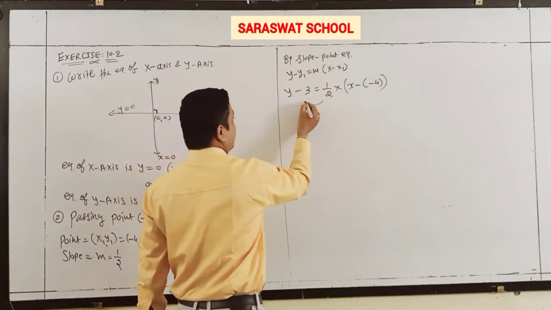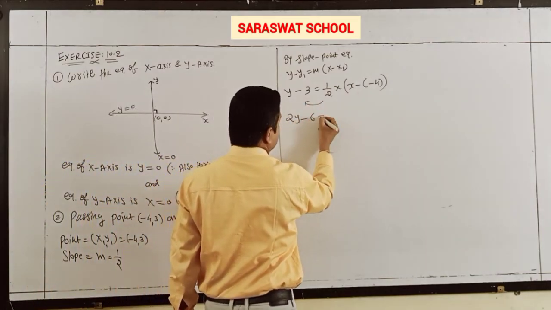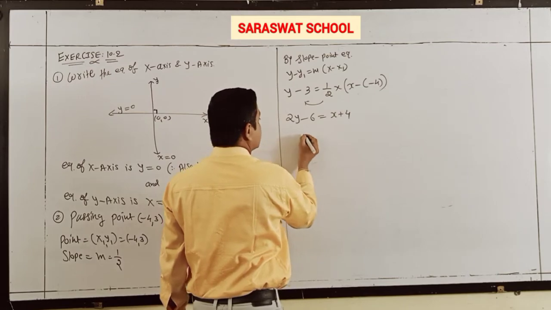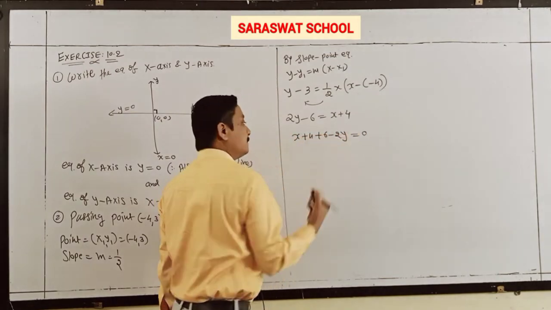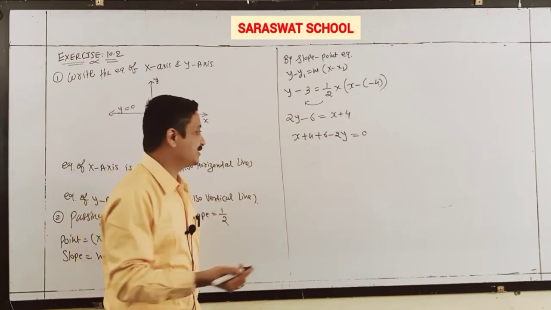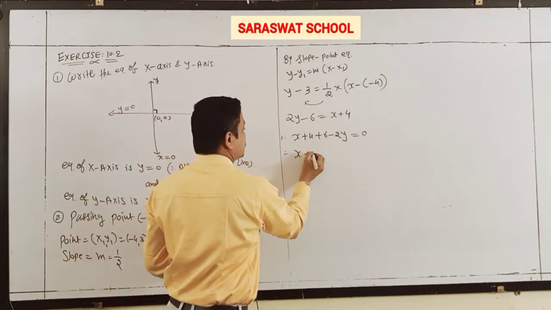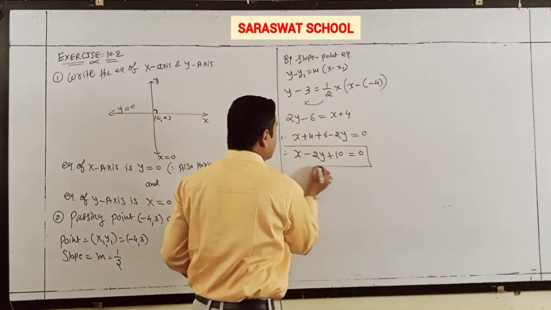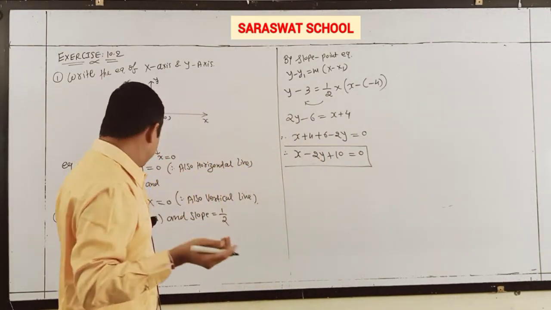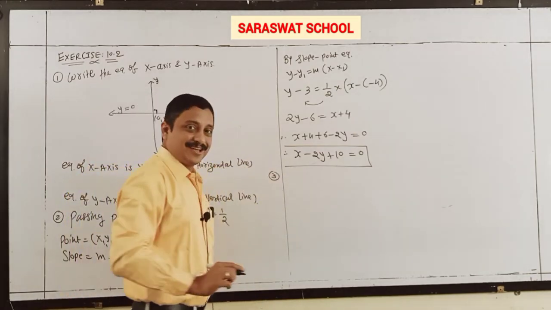Now you can check the upper way. 2y minus 6 equals x plus 4. So x plus 4 plus 6 minus 2y. Just take left to right. So my answer is x minus 2y plus 10 is equal to 0. And that's your simple and easy answer done here.